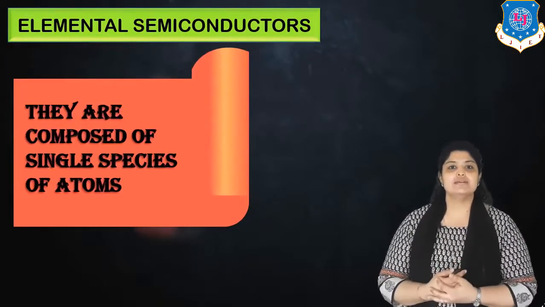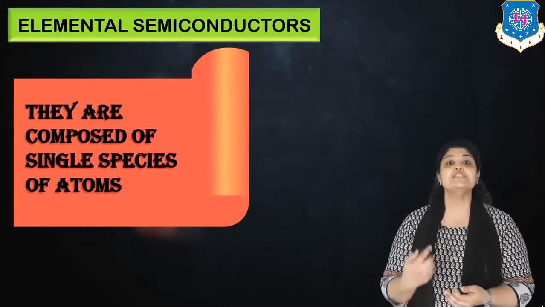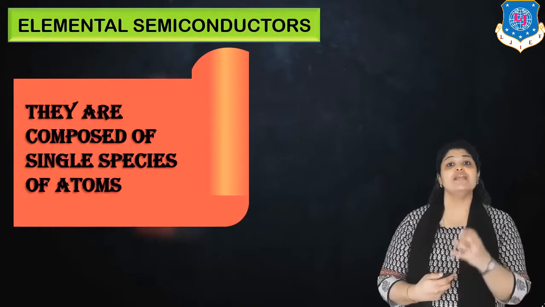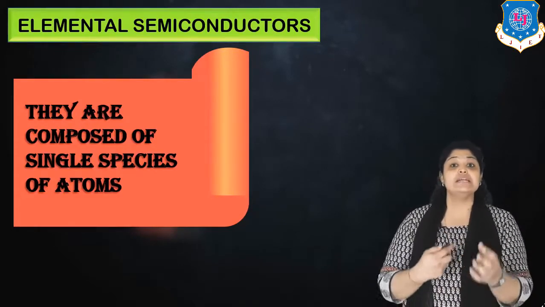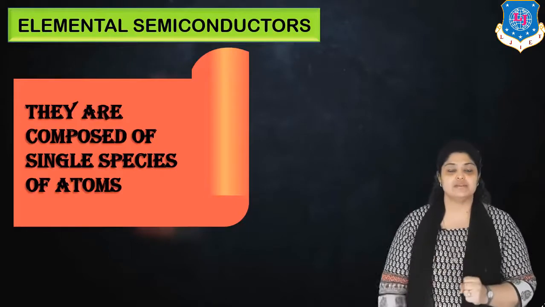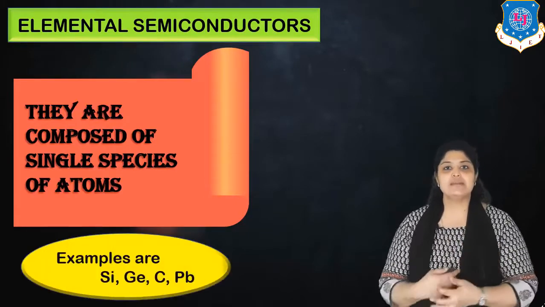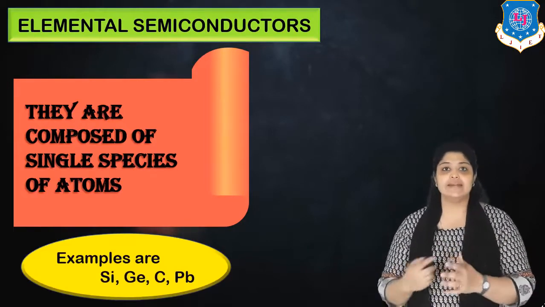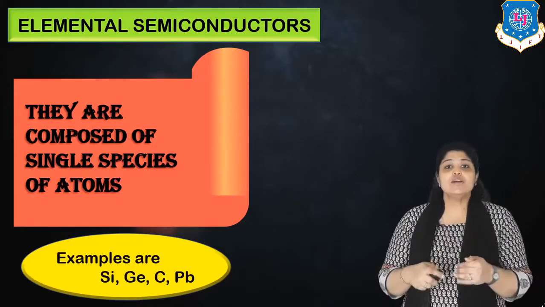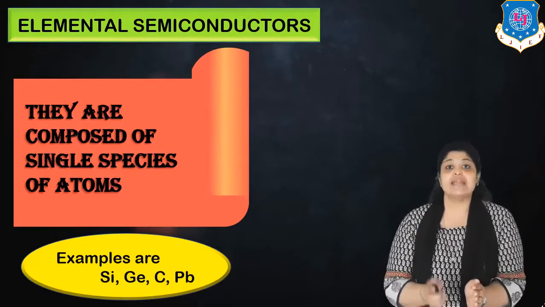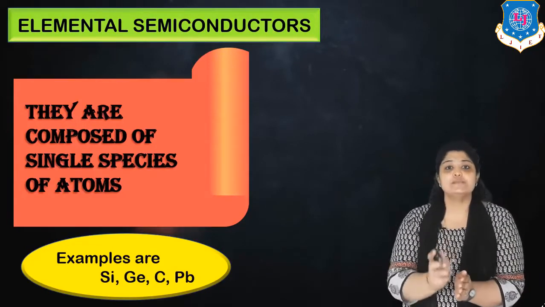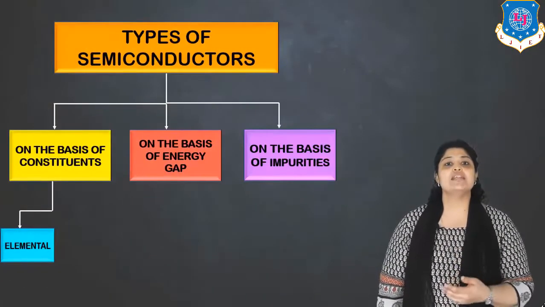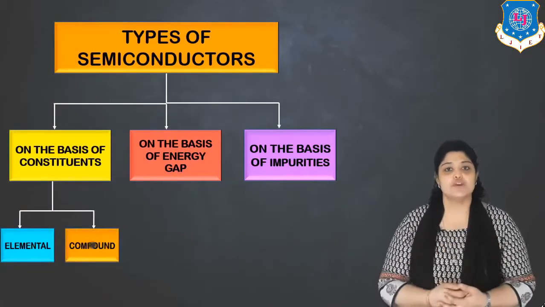Elemental semiconductors are composed of single species of atoms. What do you mean by single species of atoms? They have only one material or one type of atoms present. Some examples of elemental semiconductors are silicon, germanium, carbon, lead. So if I say silicon, it will have all silicon atoms only, and that is the meaning of single species of atoms. Let's see what is the second category of semiconductors on the basis of constituents.